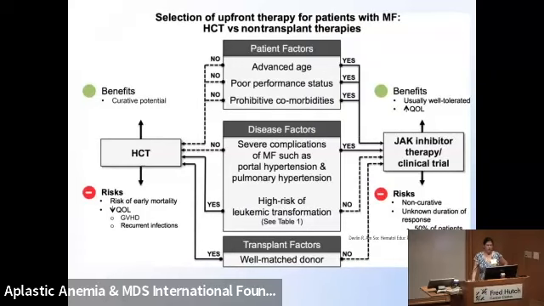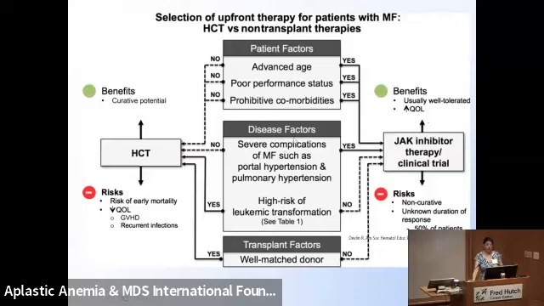So this was actually in the ASH presentation book, and I really like this figure because it says, how do we weigh these factors? And so, if a patient has advanced age, so I would say maybe over 65, we would call advanced age because in these DIPSS scoring systems, 65 or older is considered advanced. Is their performance status good? Do they have any comorbidities? If so, we would do therapy first. If not, we would go to transplant right away.